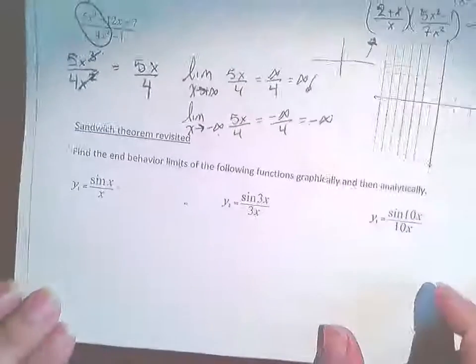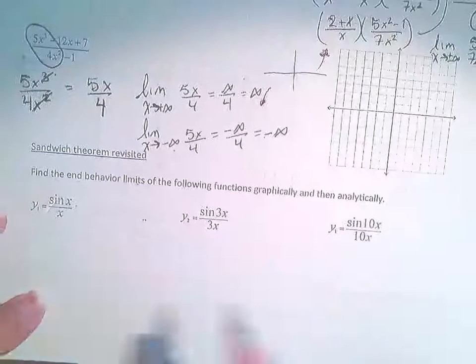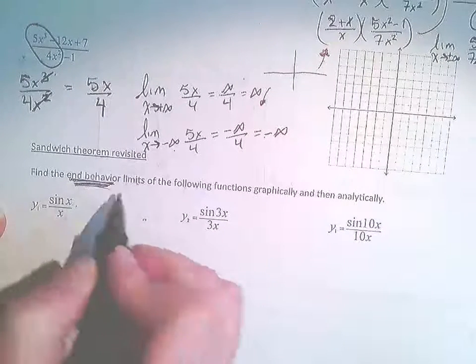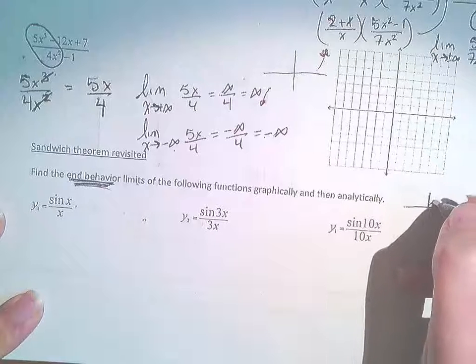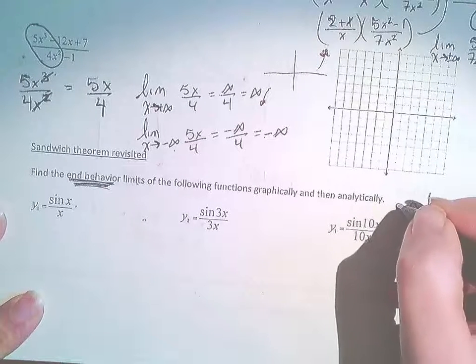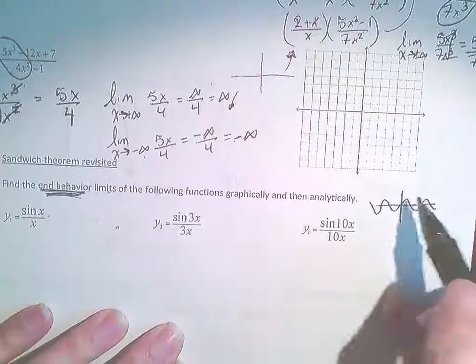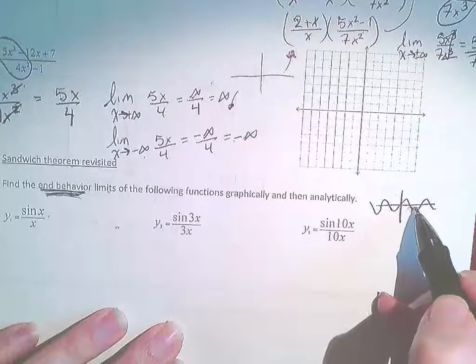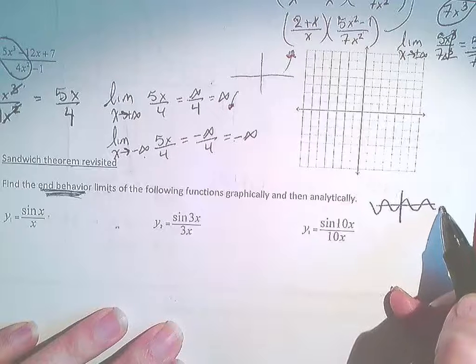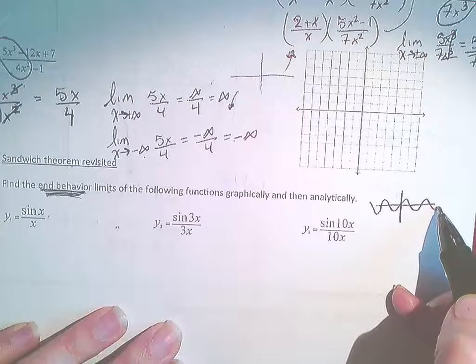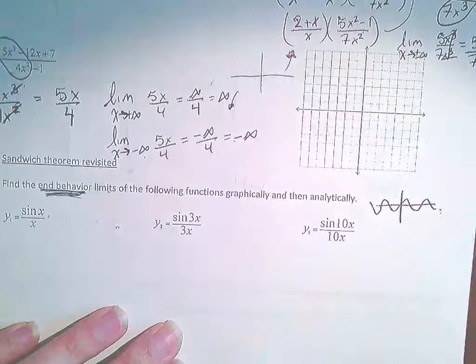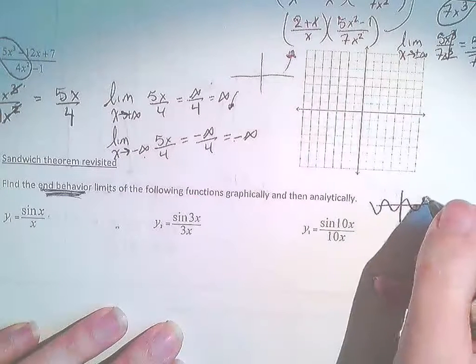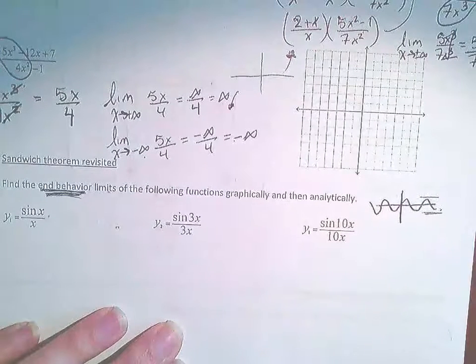All right. The next section is revisiting the sandwich theorem. We're finding the end behavior. Now remember, for sine of x, if you ask yourself, as x approaches infinity, what happens to the function? Well, it oscillates, goes up and down between 1 and -1, 1 and -1, 1 and -1. So what do we end up using? We end up using the sandwich theorem because of that oscillation of the limit.